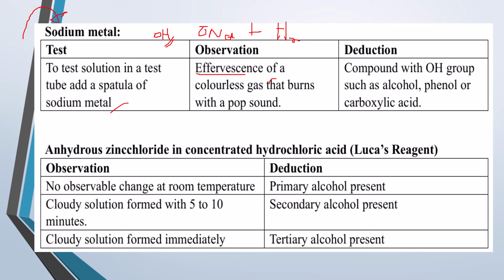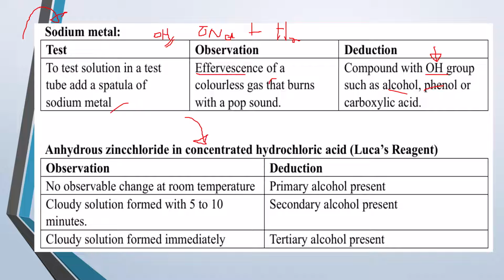And then you say that a compound has the OH group because it's only sodium metal that replaces this H on these compounds. And those compounds are either going to be alcohols or phenol, or maybe the carboxylic acid because it also has the OH group. Now we also have the reagents that test different classes of alcohols, and this is a very common one.